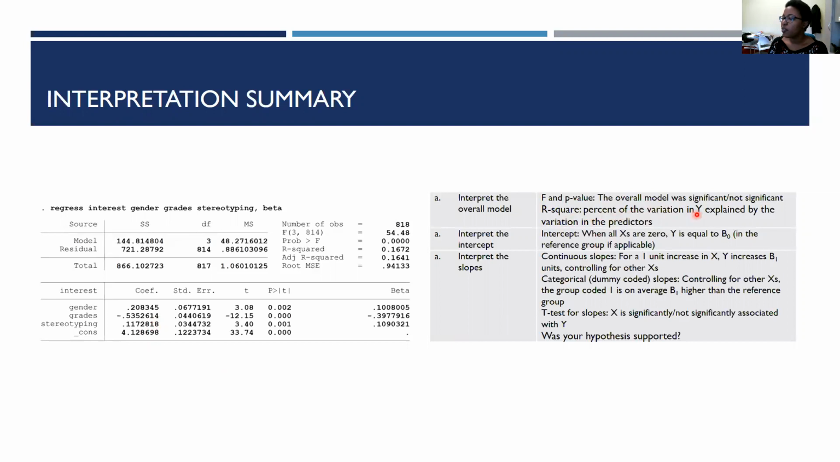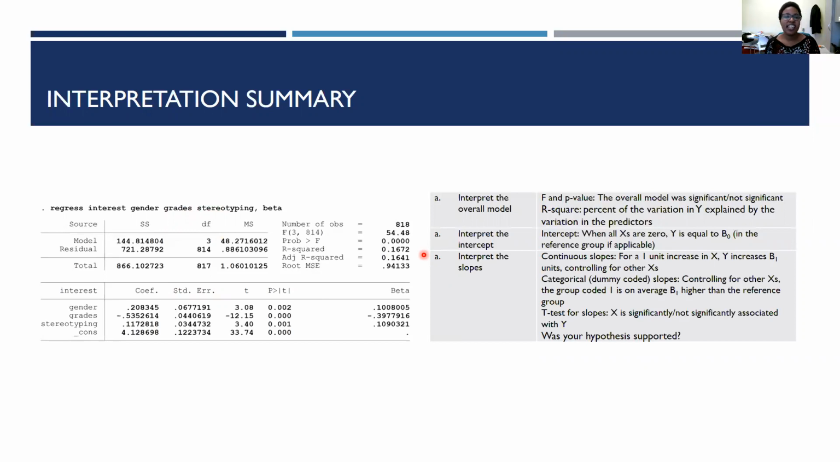Next, we can interpret our R-squared value, and this is the percent of variation in interest that's explained by the variation in the predictors. So our R-squared value is 0.1672, so we would say 16.72% of the variation in interest is explained by these 3 predictors. Great. Now, the amount of variation that will be explained will depend a lot on your field, right? So in education, we're usually used to having very small prediction, right? Because things like grades, interest, all those things are going to be explained by a lot of different variables, right? And so having 16% is actually really good here.